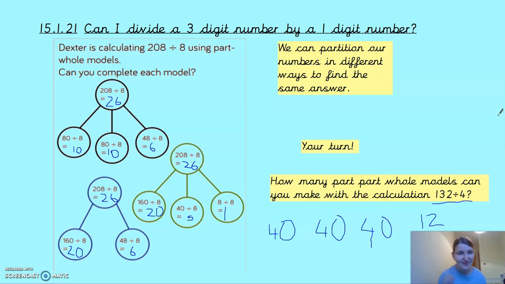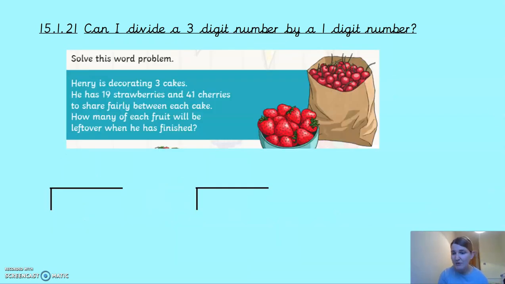Okay? Right, hopefully that was useful for you to have a little explore with. Now we've got a word problem, like I said, for our 2-digit by 1-digit. So what I'm going to do is write out my rucksack here. Sorry, my hands aren't doing such a good job today. There we go. Rucksack.